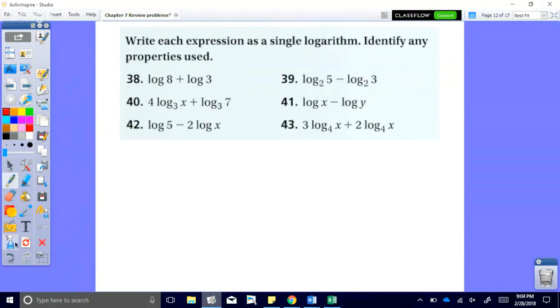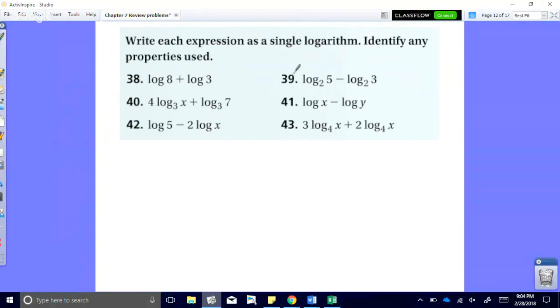So when we look at 39, it has log base 2. I'm going to write log base 2. And there's a subtraction. Well, to merge subtraction, we are going to divide. This becomes log base 2 of 5 divided by 3. And I'm okay if you just leave it like that.